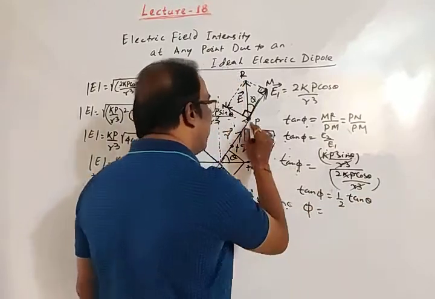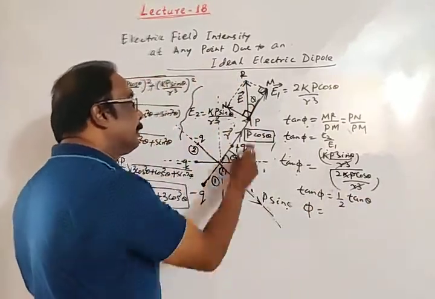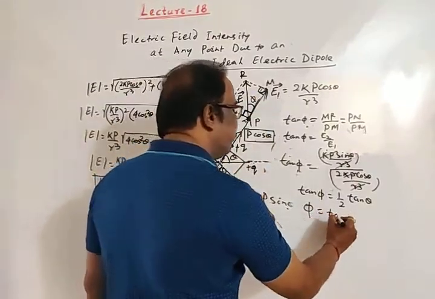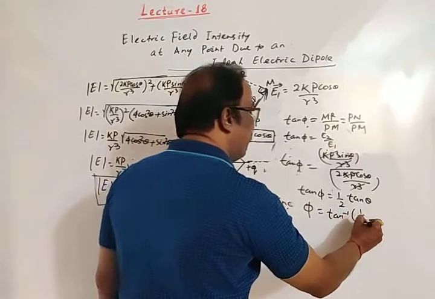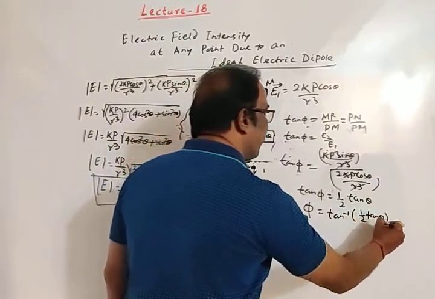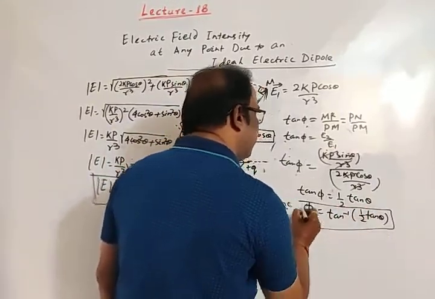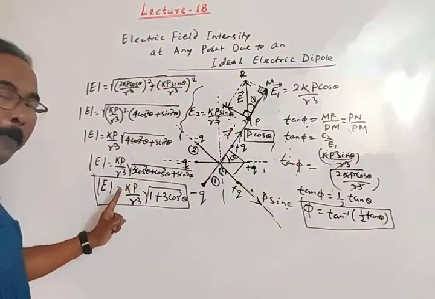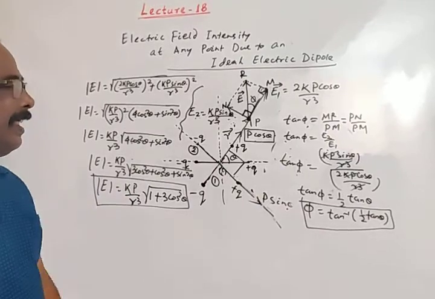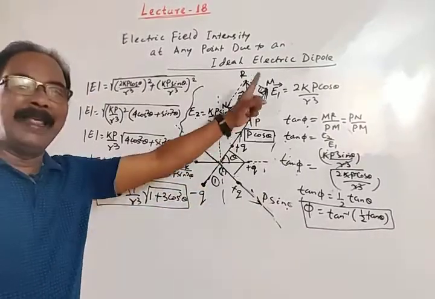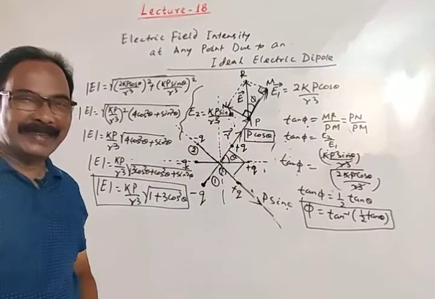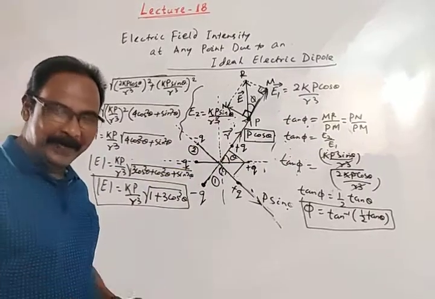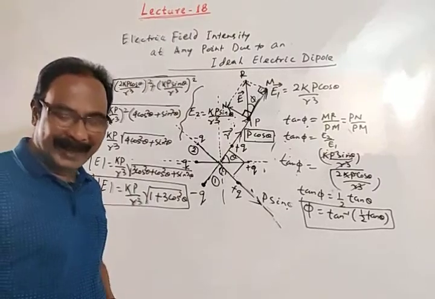Then the direction phi: the resultant field intensity makes an angle phi with reference line R. Then phi is tan inverse of half tan theta. This is the expression for direction. But we will return to this formula again. Note it first. I will erase all these. Have you taken the screenshot? Okay.